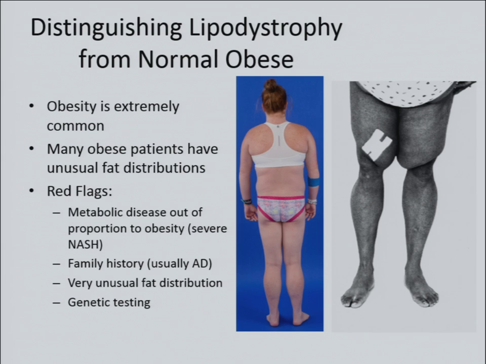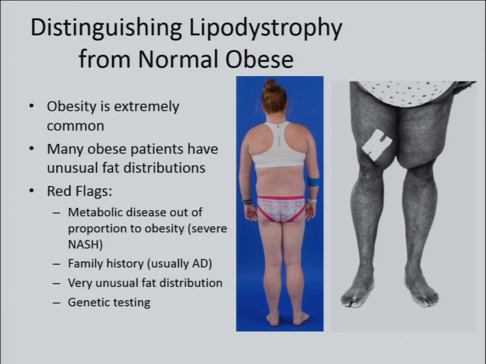So obese patients can have very abnormal fat distribution. The person here in blue is a typical person who has some abnormal fat distribution but does not have lipodystrophy, as compared to the person on the right who has a very severe, unusual fat distribution, and so that person did have a lipodystrophy.